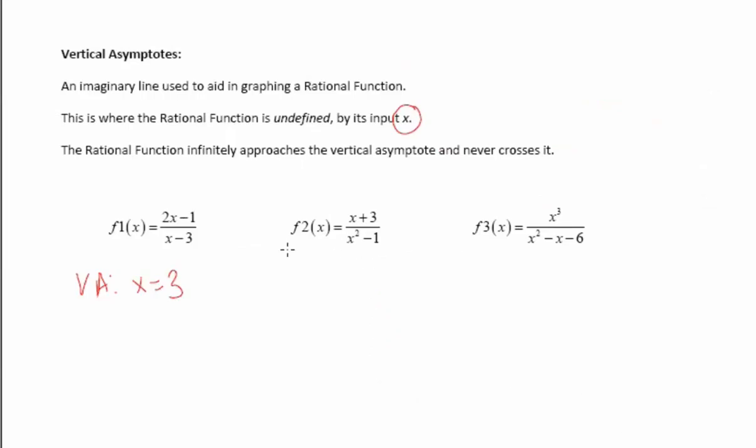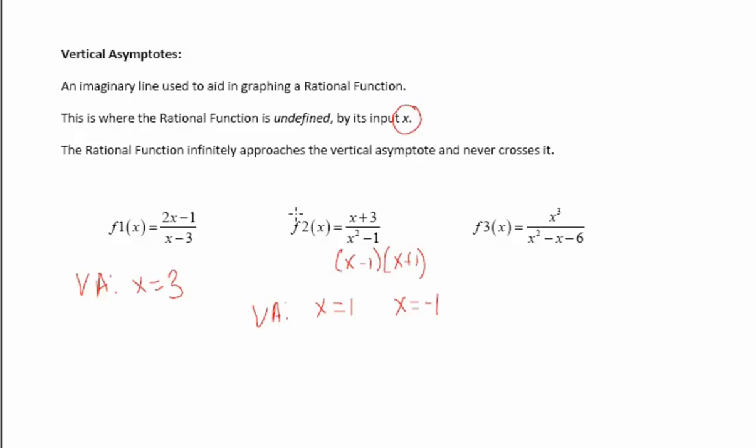Okay, if we go back to our next function, f2, x plus 3 over x squared minus 1. Well, we want to find out where this function is undefined. So in the denominator, we're going to actually have to factor. This is a difference of squares, so it factors into these two. I can see that x equals 1 and x equals negative 1 are the values which will make the denominator 0. So these are my vertical asymptotes. So I'll just say VA is x equals 1 and x equals negative 1.